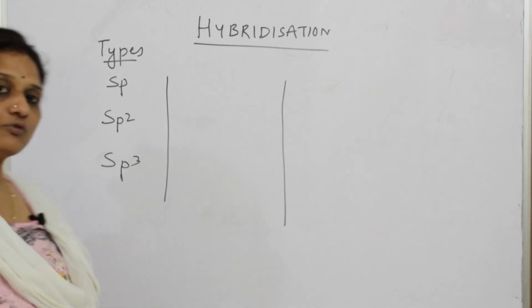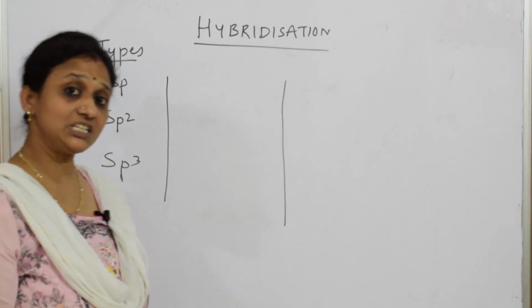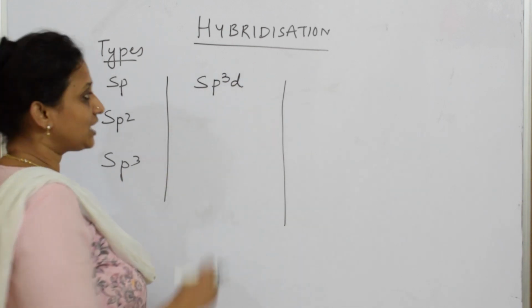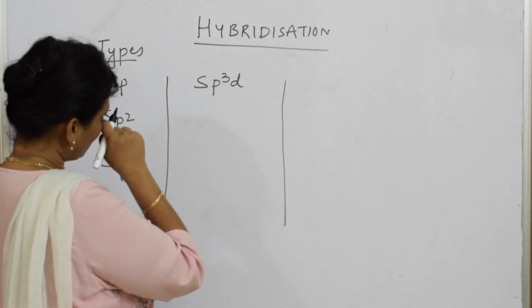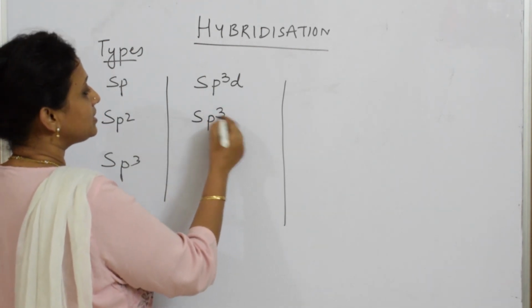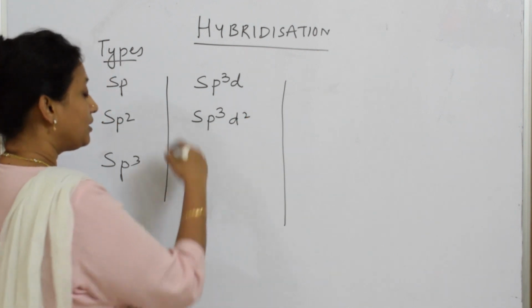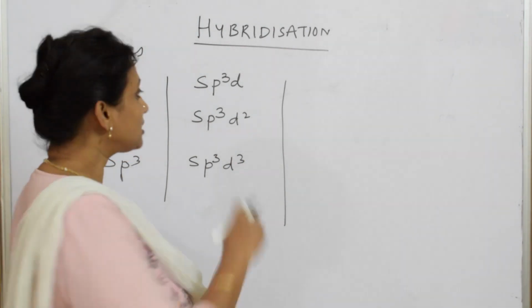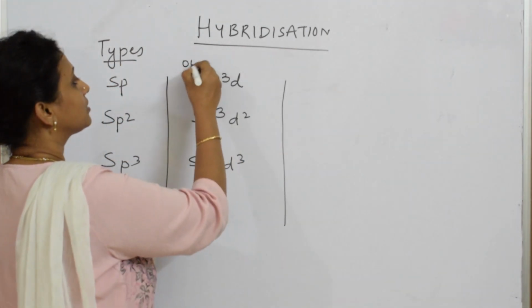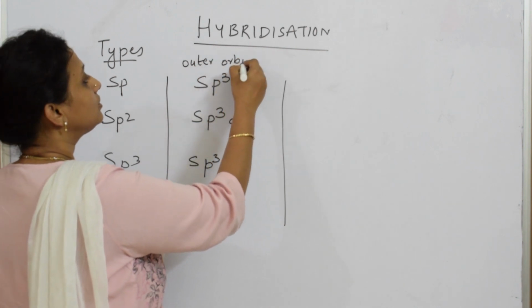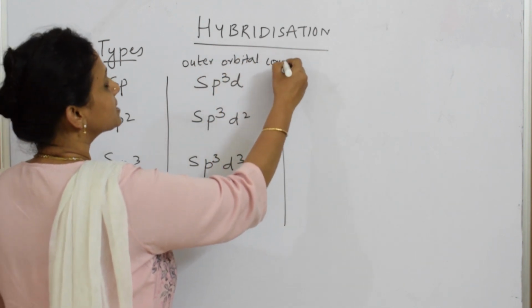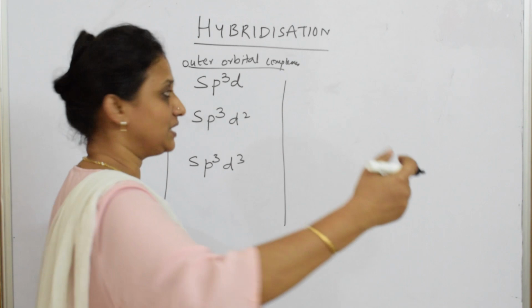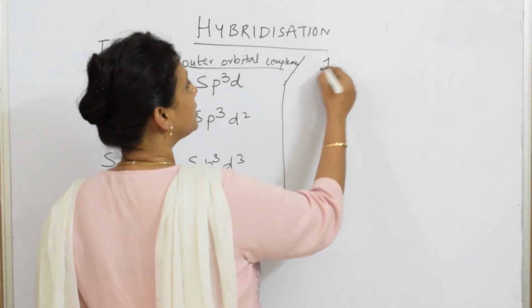Now these all involve s and p orbitals. If I am involving d orbitals, you have hybridization like sp3d, involving one s, three p and one d orbital. Further, sp3d2, and further, sp3d3 hybridization. These are called outer orbital complexes. That means the orbitals mixing up are going towards the outer side, s, after p, then d.